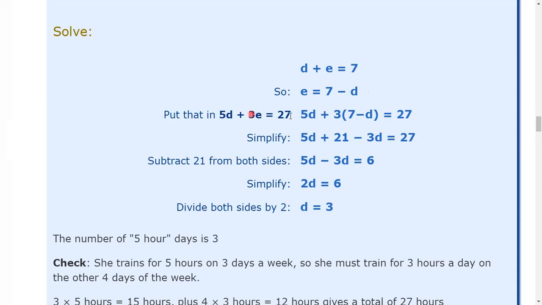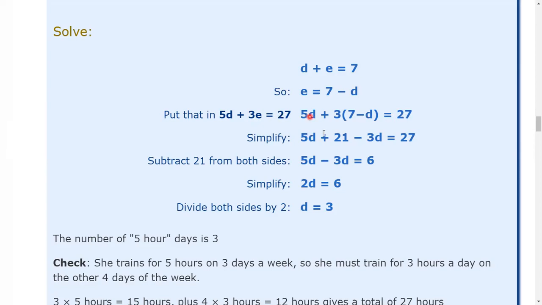I'm sure that you have written this statement. If you miss this one, you will have to take care of it. Okay, so this was the original statement. We are just replacing this. This 5D is as it is, plus 3E. So here we are putting the value of E. Substitute the value. 27 will remain as it is on the right hand side.